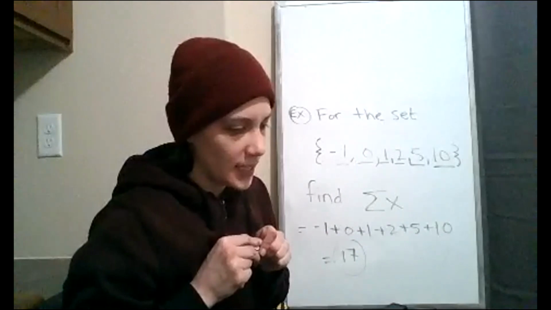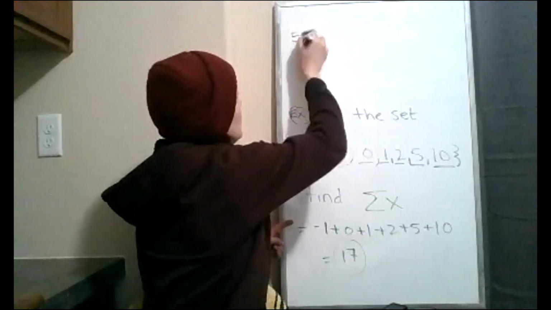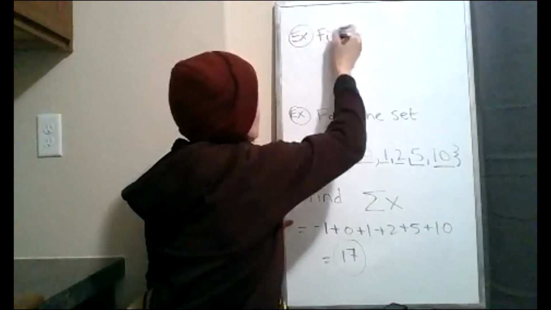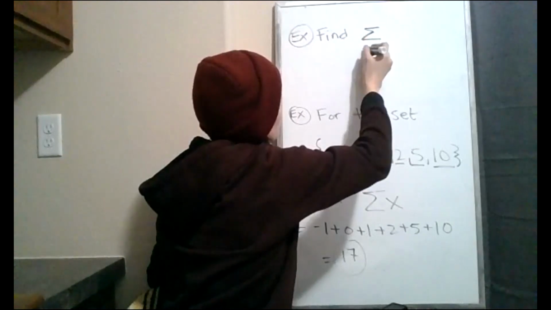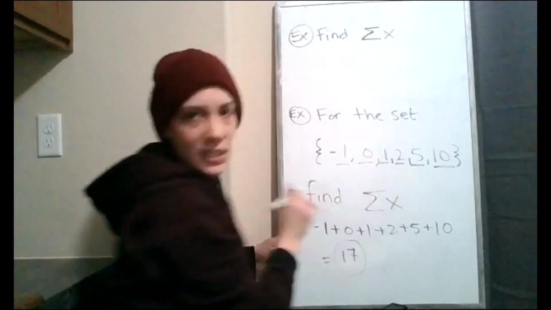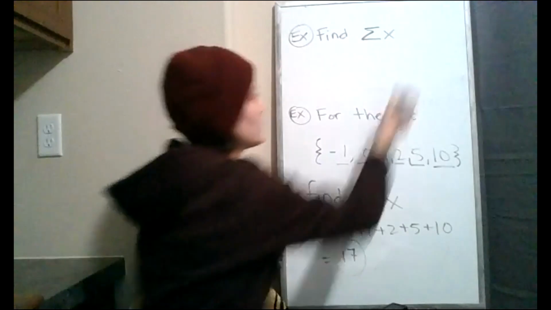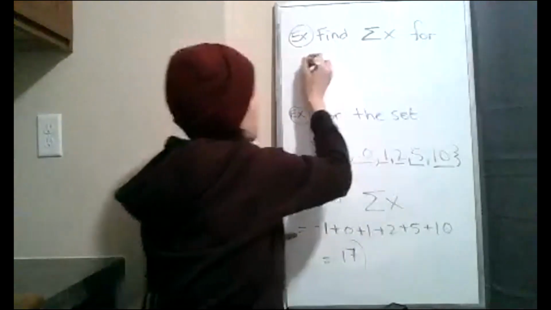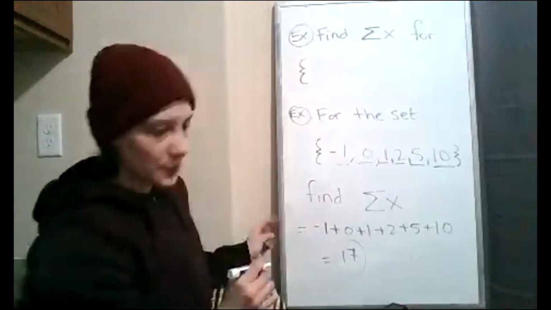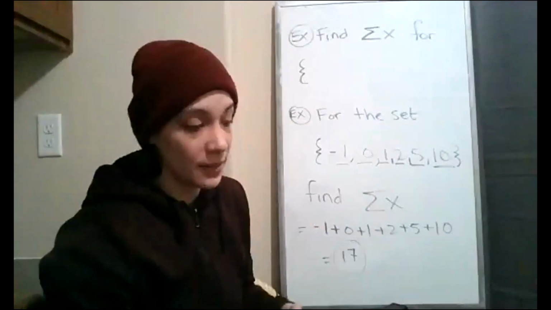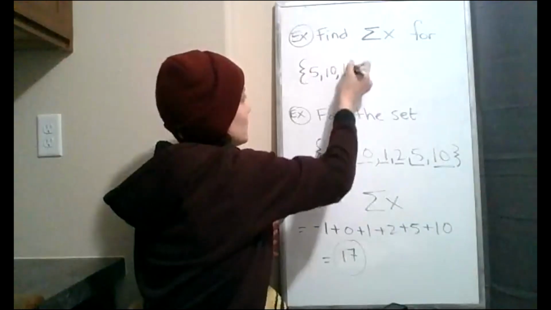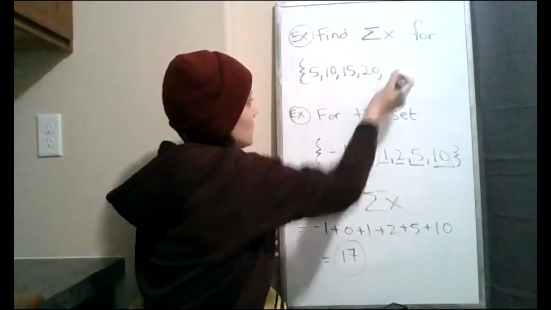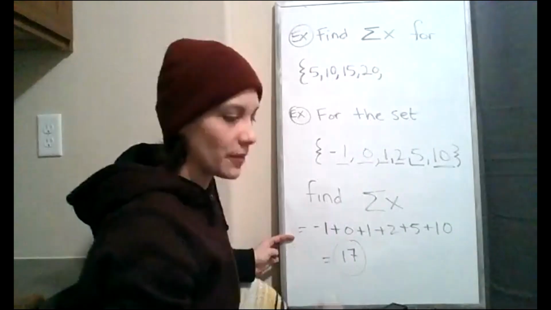I want to find the sum. Let's just do sum x. We're just going to label it like that. The set has 5, 10, 15, 20, 25, 30, 35, 40.